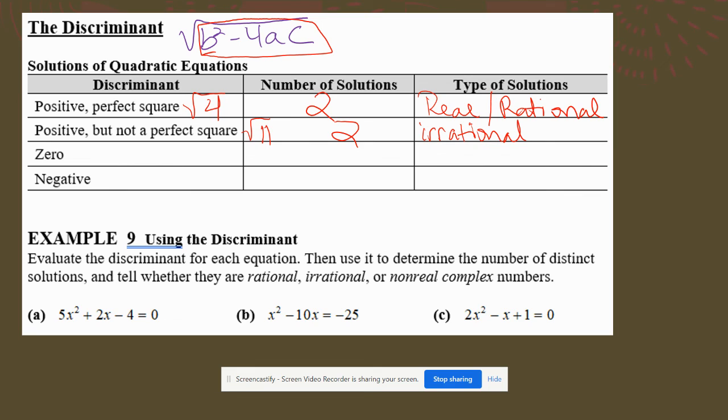If we do b squared minus 4ac and we get 0, square root of 0, that means there's only one solution, which is called a double solution. And it can be real and rational.